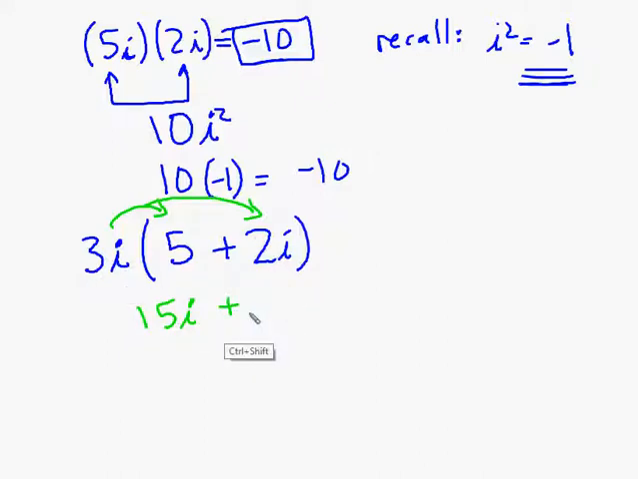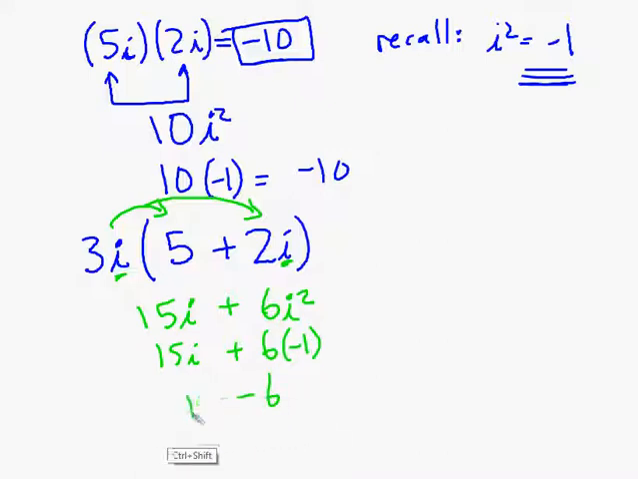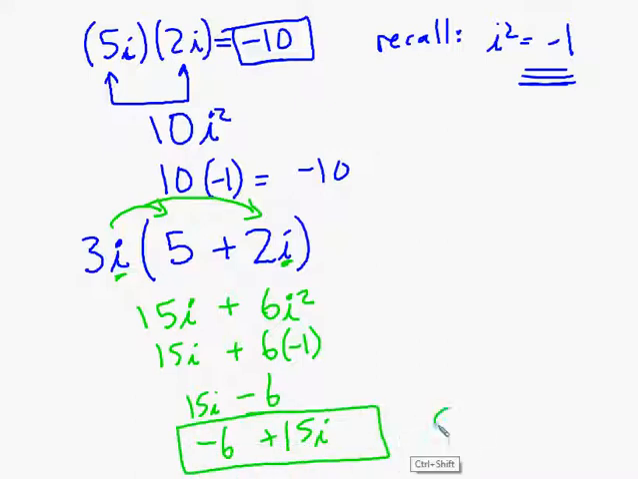plus 3 times 2 is what? And then i times i is what? i squared. But again, i squared is what? Negative 1. So I get 6 times negative 1. Well, what's 6 times negative 1? Negative 6. Now this is backwards. Real part needs to come first. So I move the negative 6 up, and I drop the 15i back. So I get it in the right form, because complex numbers should be in the form a plus or minus bi. I want the x part first, basically.